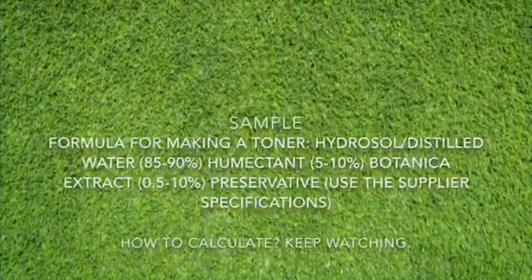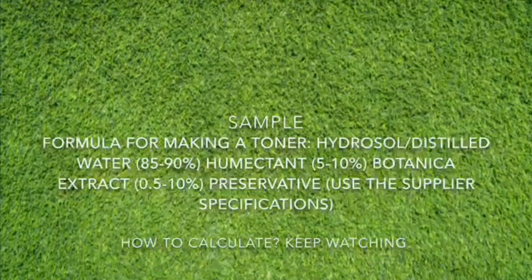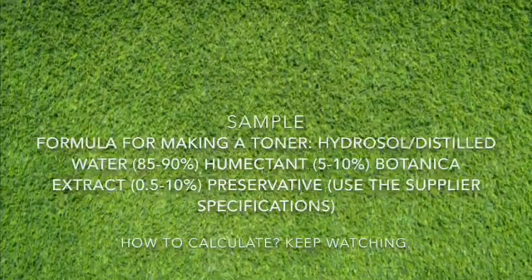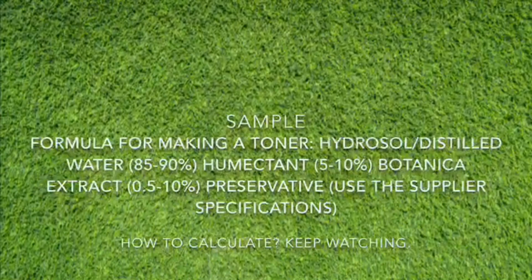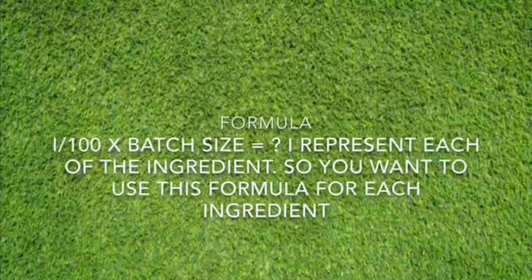Now, let's go straight in. For this tutorial, I use the formula for making a toner as an example. My distilled water, I use it at 85 to 90%. Humectant at 5 to 10%. Then botanical extract at 0.5 to 10%. Your preservative is based on your supplier.